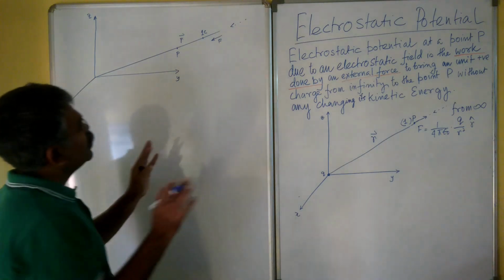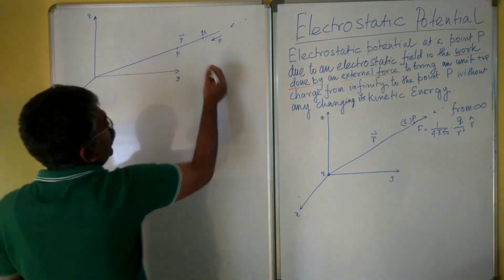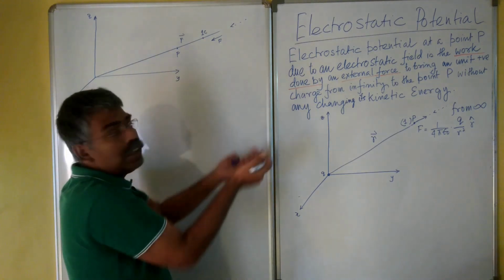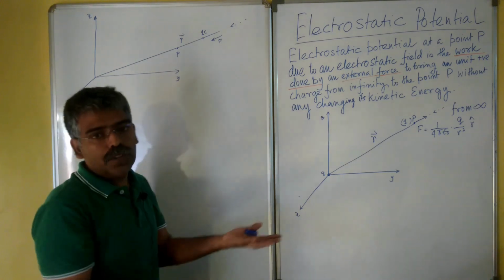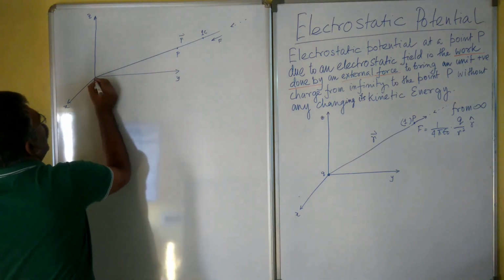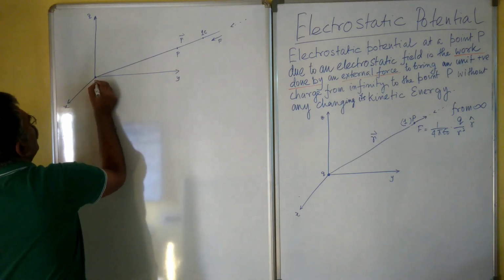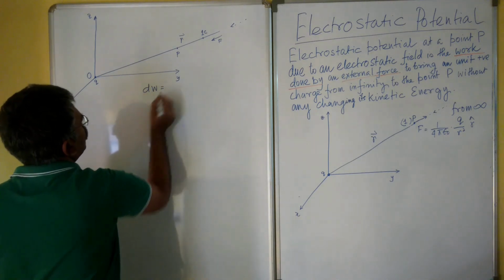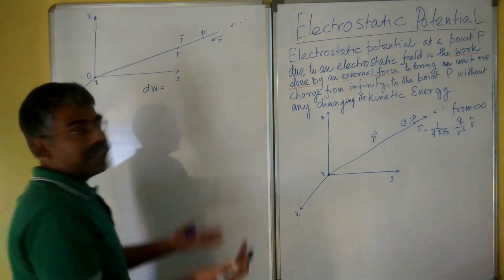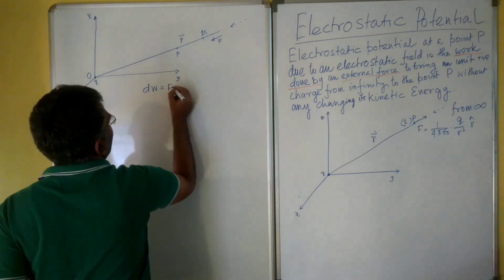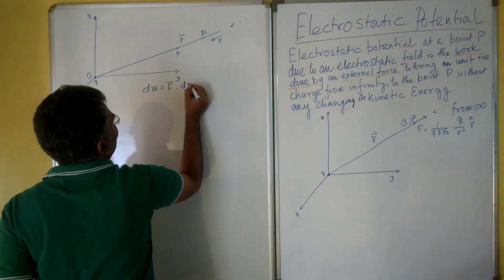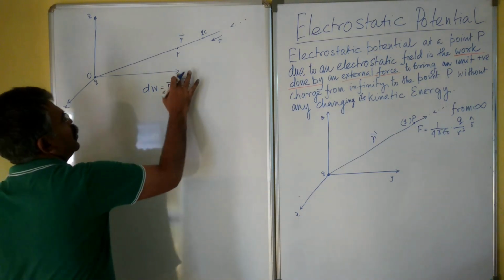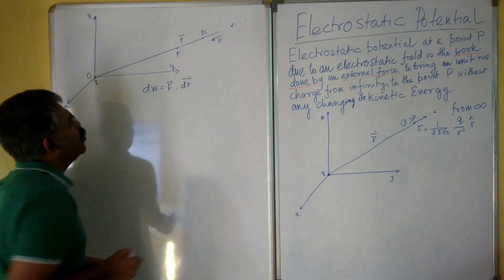So let's find the work done. You have to give a varying force, meaning at each point the force changes, so you have to use calculus. There is no avoiding that. So what is work done? dW, the work done by the external force F, is F dot dr vector.